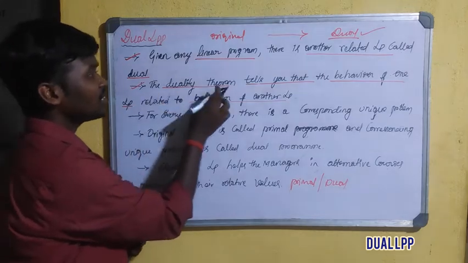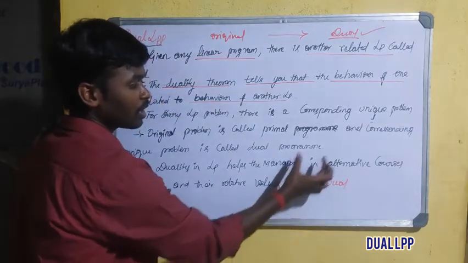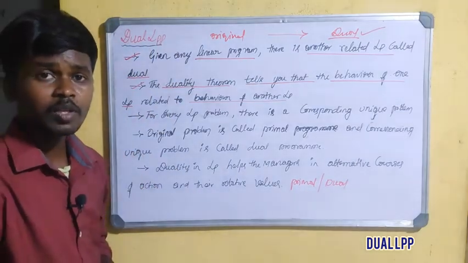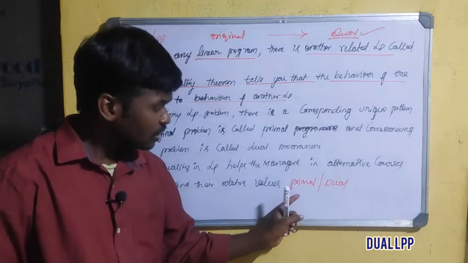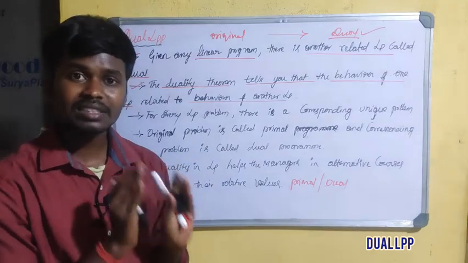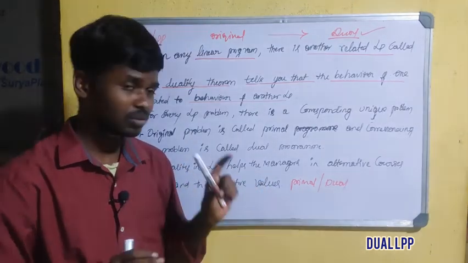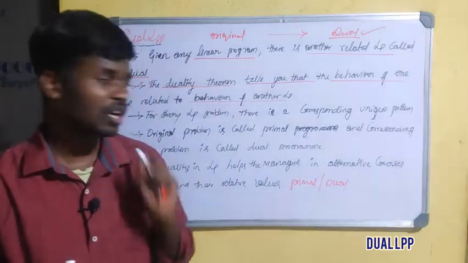The duality theorem tells that the behavior of the one linear programming problem is related to the another linear programming problem. So even though we have converted the primal problem into the dual problem, the data will be the same but the behavior will be different. Okay, so that means the objective becomes the constraints and constraints become the objective.